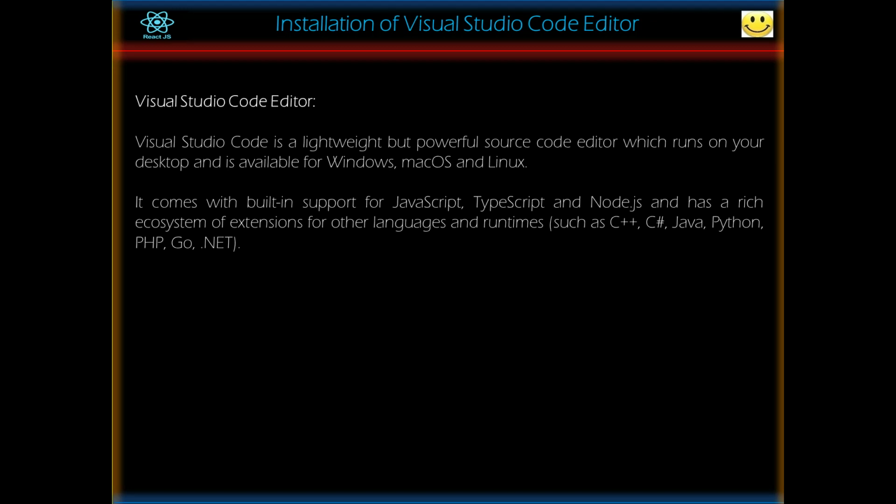Visual Studio Code Editor is a lightweight but powerful source code editor which runs on your desktop and is available for Windows, Mac OS and Linux operating systems. It comes with built-in support for JavaScript, TypeScript and Node.js, and it has a rich ecosystem of extensions for other languages and runtimes such as C++, C#, Java, Python, PHP, Go, .NET Framework.